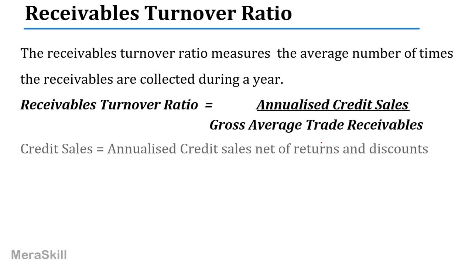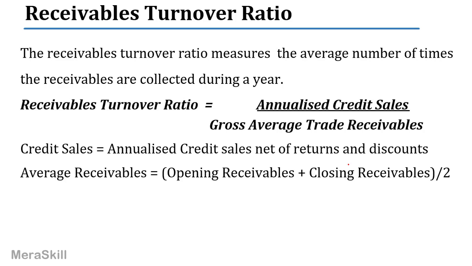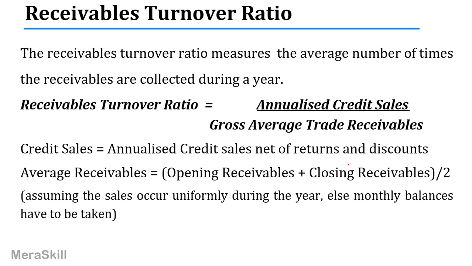And of course, average trade receivables. Credit sales, mind you, credit sales, because we don't need to collect debt. Receivables come from credit sales, net of returns and discounts. Receivables, again, we take opening plus closing by 2. And the assumption is that the sales occur uniformly during the year.